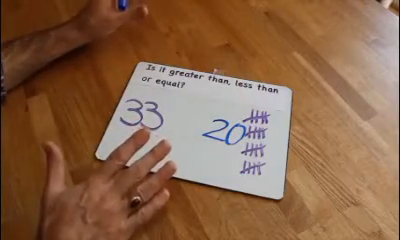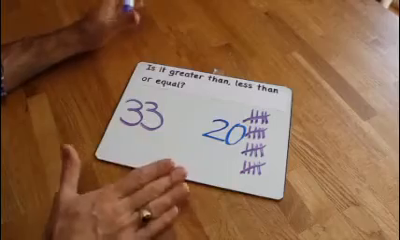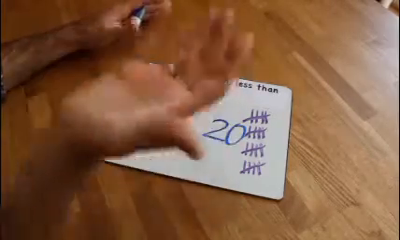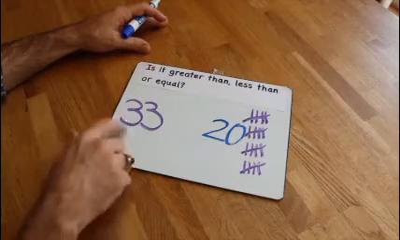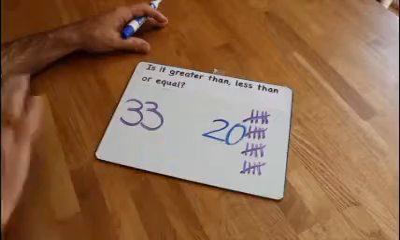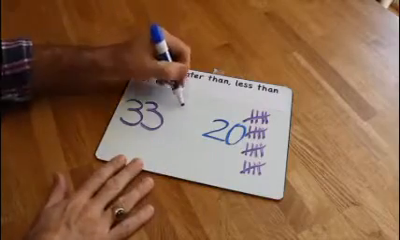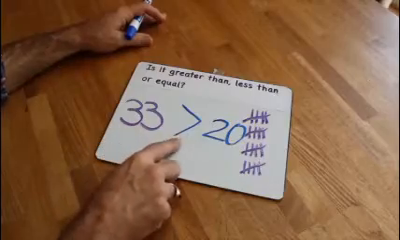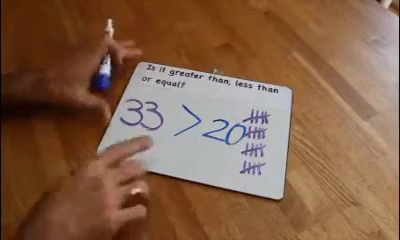Now we have our two numbers. Are they equal? The same? No, they're not. So which one is greater? Which one's the bigger number? 33 is. It has 3 10s and this one only has 2 10s. That makes it greater right away. So we want to eat it up and we read this as 33 is greater than 20.